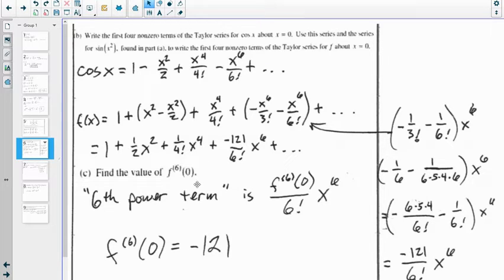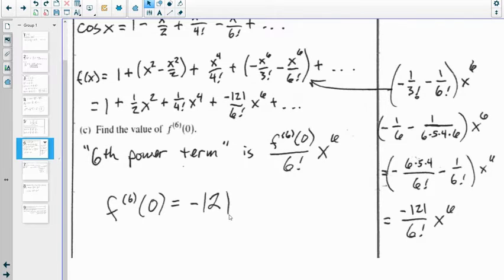The sixth power term is going to be useful for us finding this. And this is the general form for a Taylor series. And that is that the sixth power term is the sixth derivative at 0 divided by 6 factorial times x to the sixth power. So by writing that term like that, I've got it sitting right in front of me. This is the sixth derivative because it's divided by 6 factorial times x to the sixth power. So negative 121 is my answer for that part.